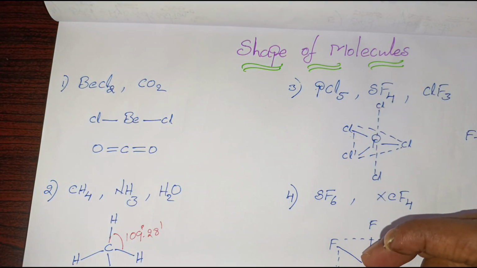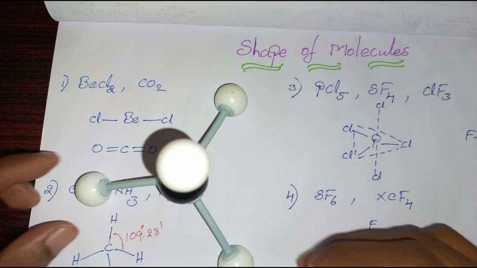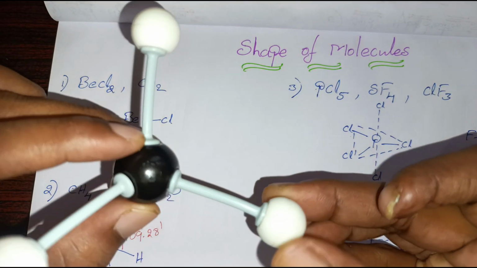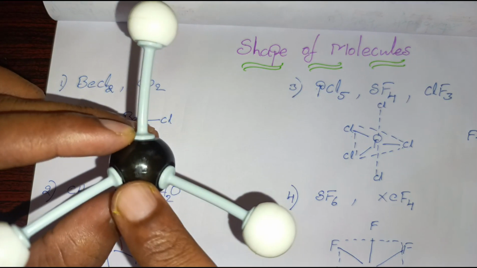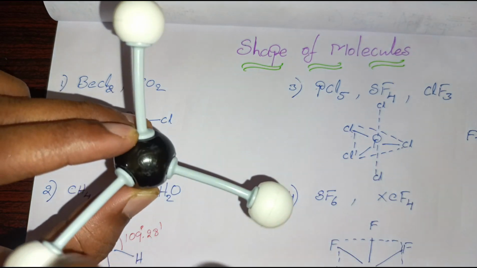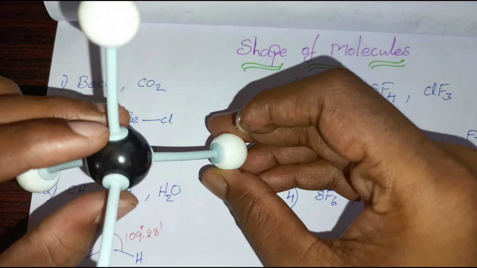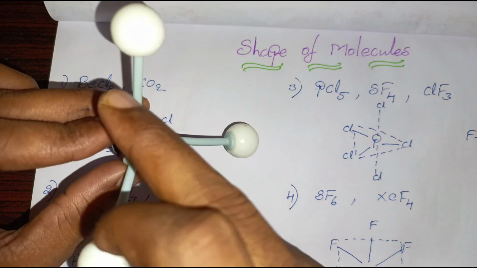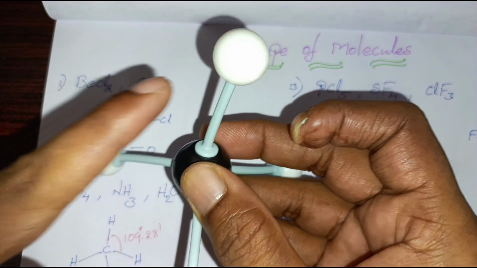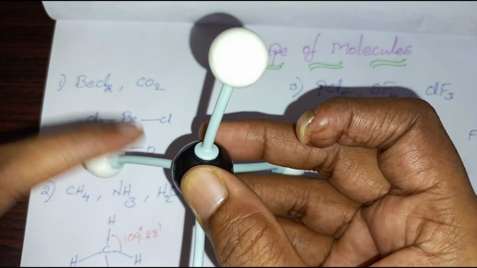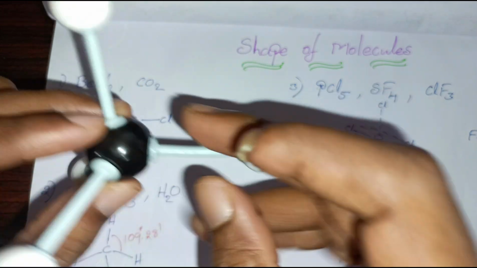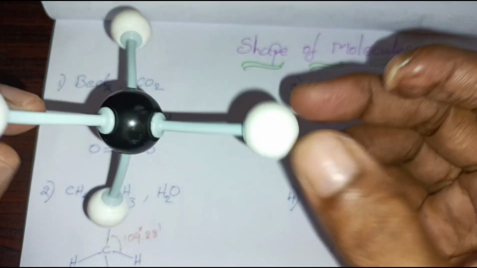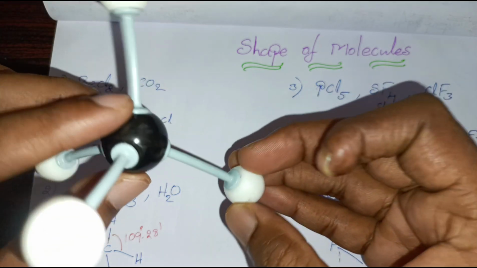Next, observe the methane molecule. Here this is the shape of methane. In the methane molecule, the central atom is carbon, and the surrounding atoms are hydrogen atoms. The bond angle between any two bonds is 109 degrees 28 minutes. This is the tetrahedral arrangement. The shape of the methane molecule is tetrahedral.